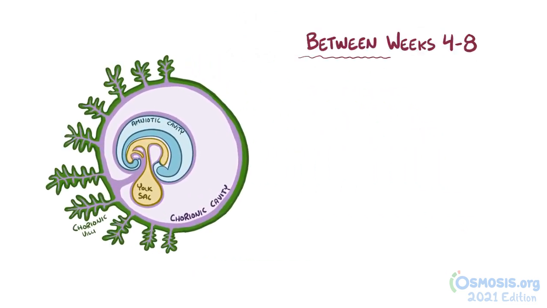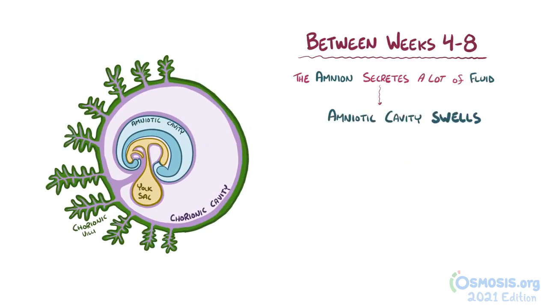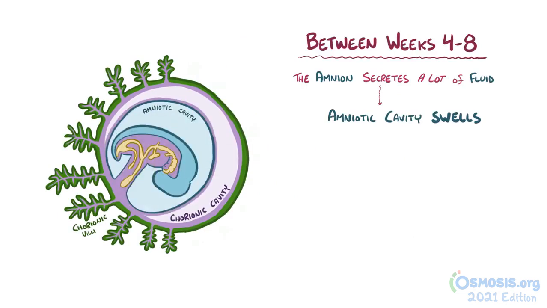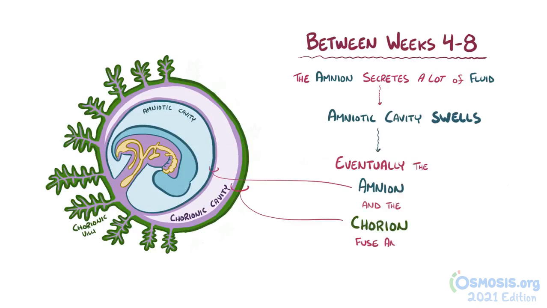Between weeks 4 to 8, the amnion starts secreting a lot of amniotic fluid, and this causes the amniotic cavity to swell and fold down and around the embryo. So it becomes a fluid-filled sac that protects and insulates the embryo. Eventually, the amnion and the chorion fuse together and form the amniotic sac.